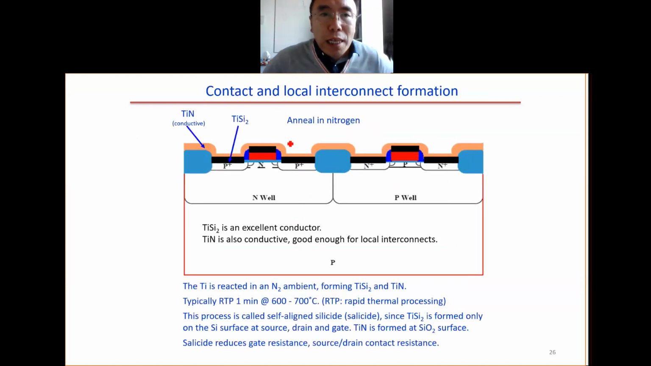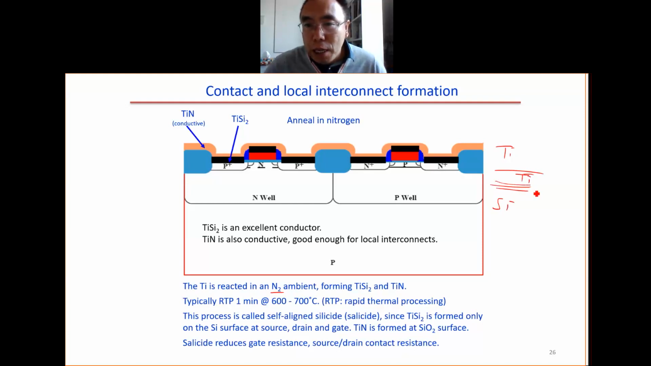Next, we do an annealing process. We do annealing in a nitrogen environment. So there are two purposes for this. First, for the annealing, when we have the titanium on top of the silicon, it will form at the interface a titanium silicide. So this is to form TiSi2, titanium silicide. So what's the purpose for this?